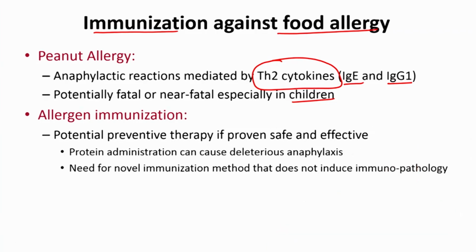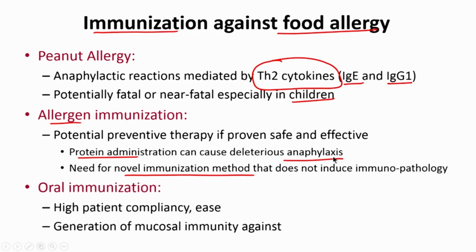And the major allergen is obviously a protein present in peanuts, and we will talk about that in a moment. But how about if we immunize our body against this allergen present in the peanut? Would that prevent the immune response from mounting in a certain way to cause this anaphylactic shock? That was the purpose of the study. We are saying that this protein administration can cause this anaphylaxis. So, how can we develop some novel immunization method so that we do not cause this anaphylaxis?